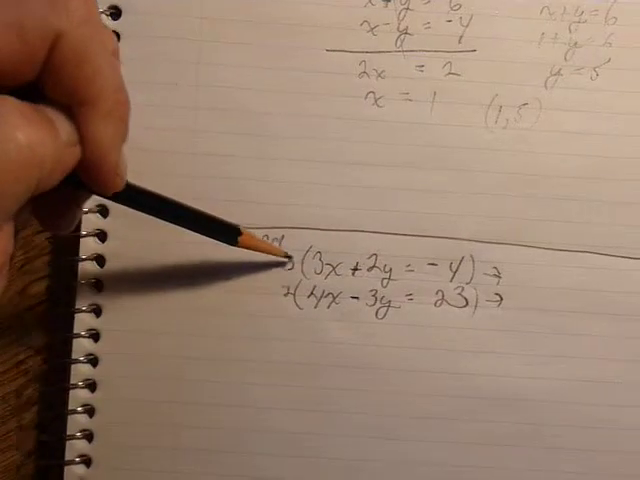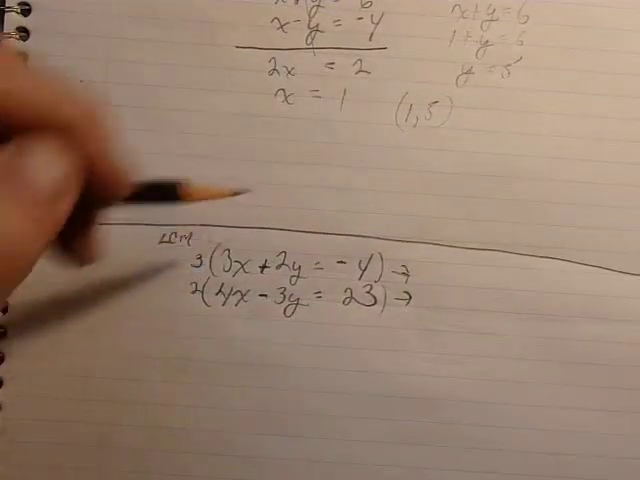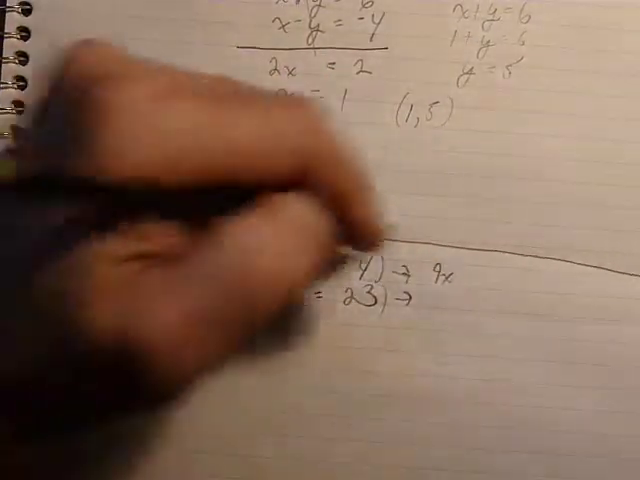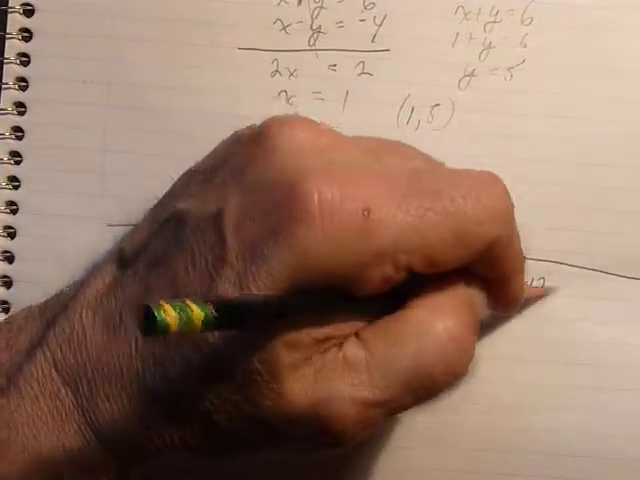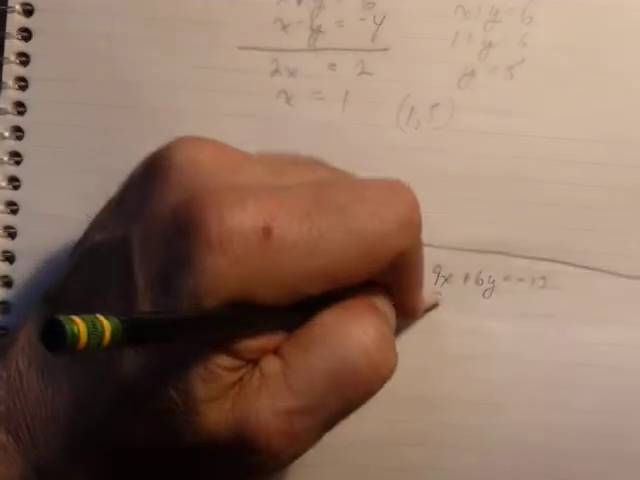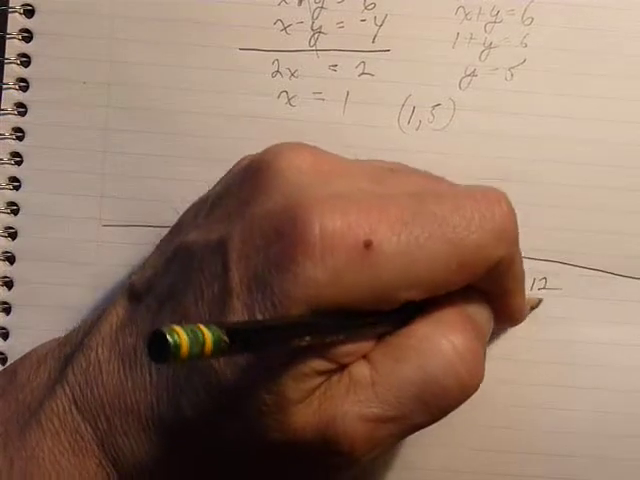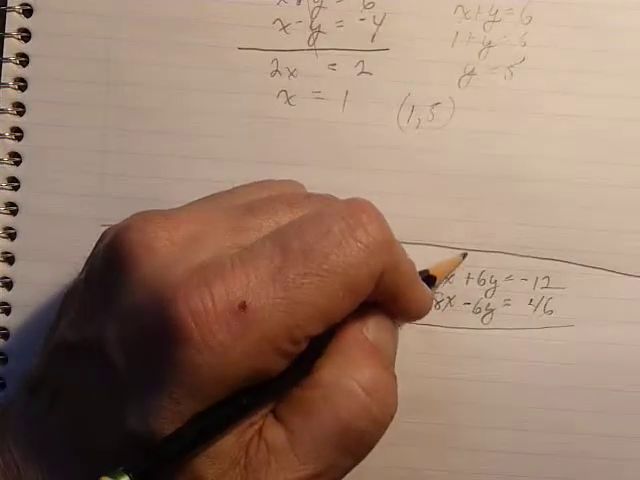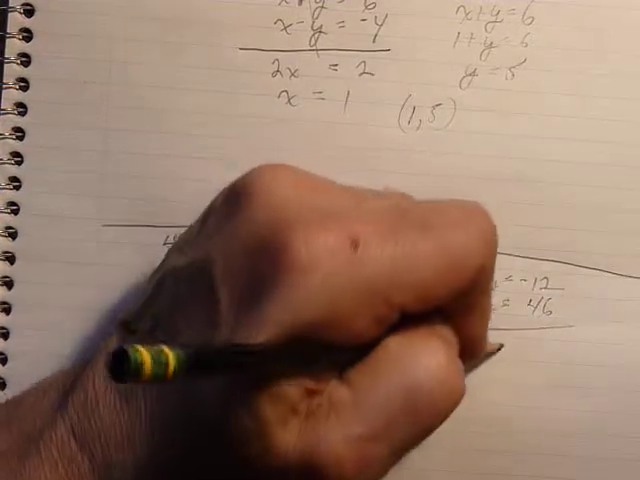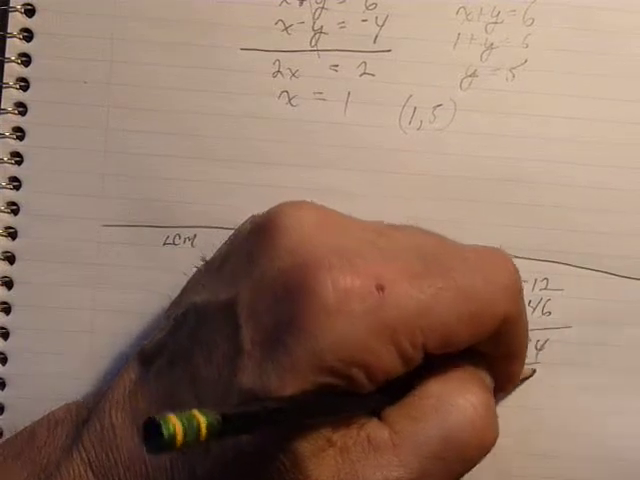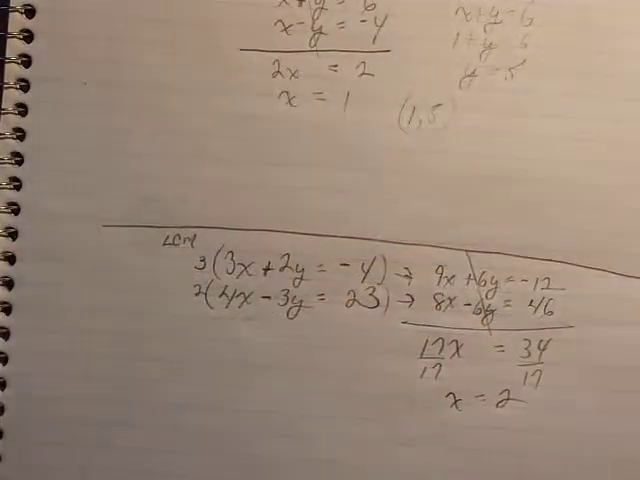All right, so now let's get our new equations. 3 times 3x is 9x. 3 times a positive 2y is a positive 6y. 3 times negative 4 is negative 12. 2 times 4x is 8x. 2 times negative 3y is a negative 6y. 2 times 23 is 46. So now, if I combine these two, look, positive 6y, negative 6y is exactly what I wanted to do. They cancel out to 0. So I'm only left with one unknown, which is the x. I have 17x is equal to 34, and therefore x is equal to 2.